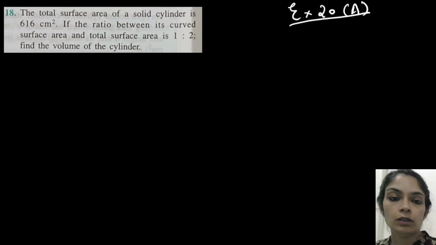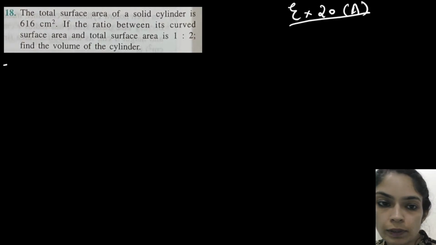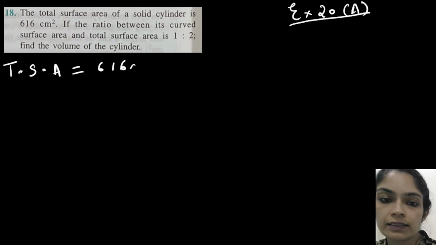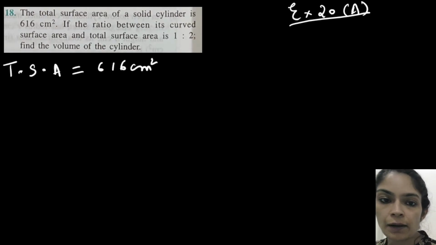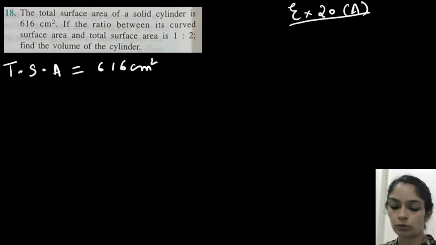Okay. So what is given to us? The total surface area of a solid cylinder is 616 centimeter square. So we'll write the given thing. So total surface area of cylinder, it's given to us as 616 centimeter square. If the ratio between its curved surface area and its total surface area. So ratio is given to us.